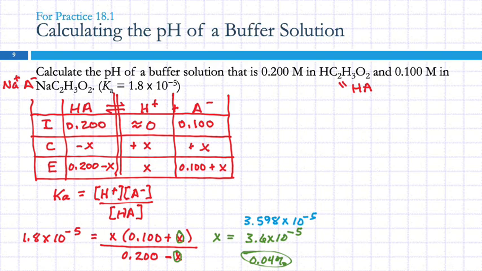So what we found there is X. What is the hydrogen ion concentration? It's X, right? And so it is 3.6 times 10 to the minus 5 molar. And then for the pH, we take the negative log of that.